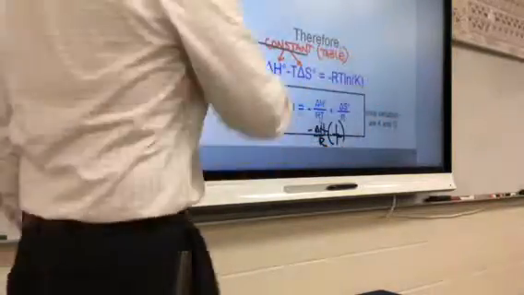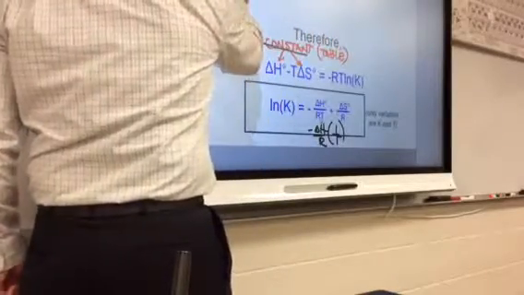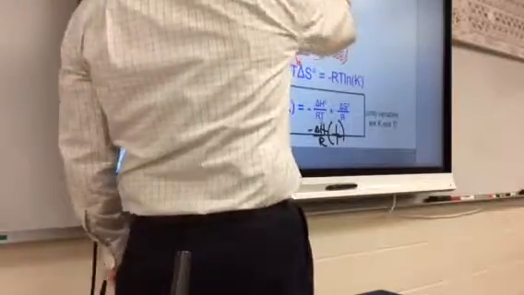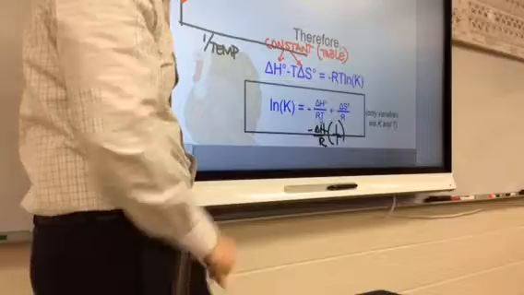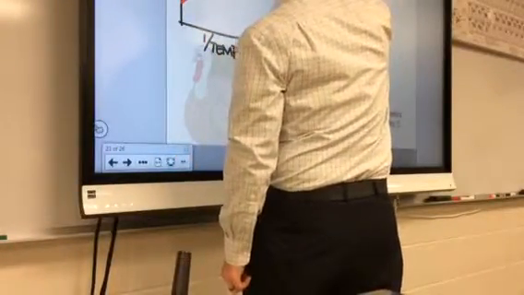Yes. The slope is negative delta H over R. The only way we can get a positive slope is if this term is positive, which means the delta H has to be negative, so we'll be taking a negative of a negative. So if we get a positive slope, it means it's an exothermic reaction.